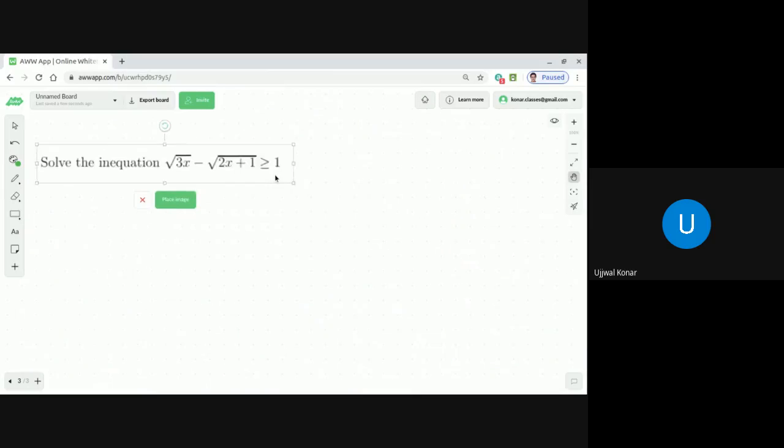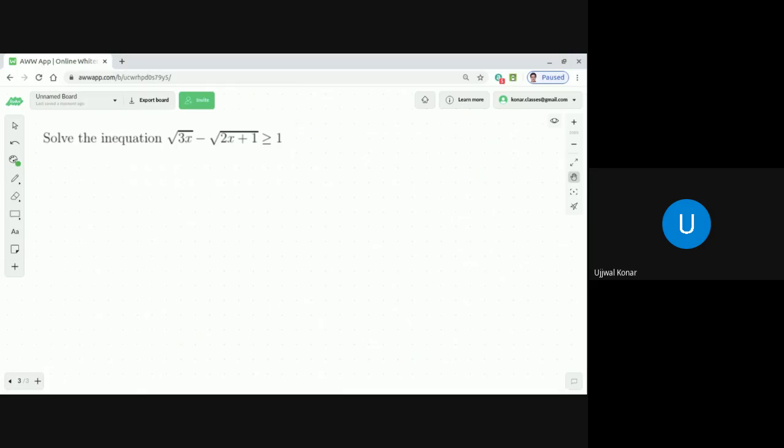For example, solve this inequation: square root of 3x minus square root of 2x plus 1 greater than or equal to 1. Correct? Now, if you go back to our fundamental concept, whatever is inside a square root has to be greater than or equal to 0. So from here we can write that this implies, we just rearrange a little bit, square root of 3x is greater than or equal to 1 plus square root of 2x plus 1, dear students.